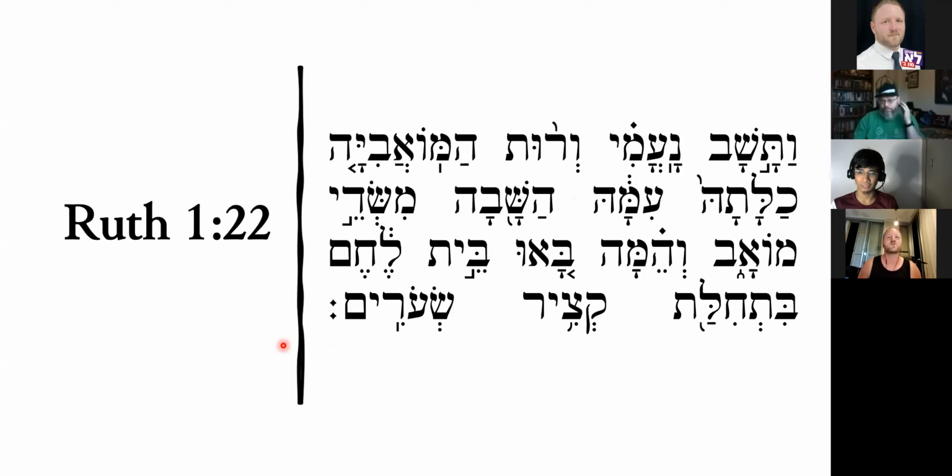All right, so here we go. This one's mine. But tashov, this again is from lashuv. The u becomes o. Bitchilat tzir seorim. All right, so Naomi returned, and Ruth the Moabitess, her daughter-in-law, with her, the one returning from the fields of Moab. And they entered Bethlehem in the beginning of the barley harvest, the harvest of barleys.